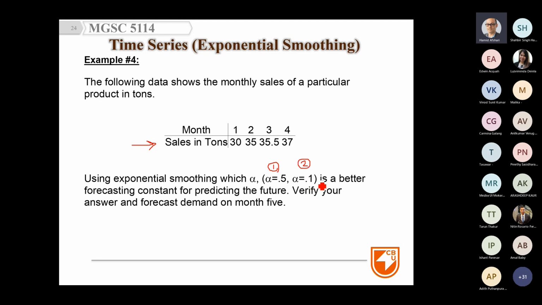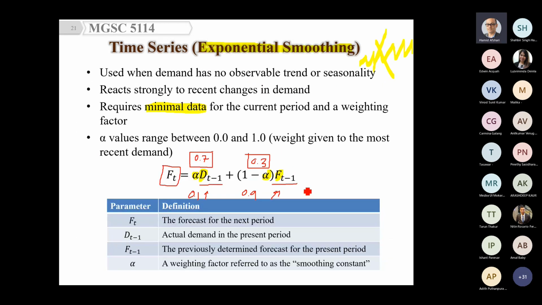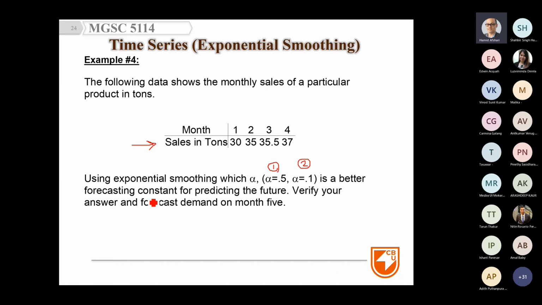So assign more weights for the forecast one. We just reviewed that. When alpha is 0.1, you are assigning more weights for actual or for forecast? Forecast, because forecast is 0.9, correct? So you have the freedom to choose alpha equal to 0.5 or 0.1.